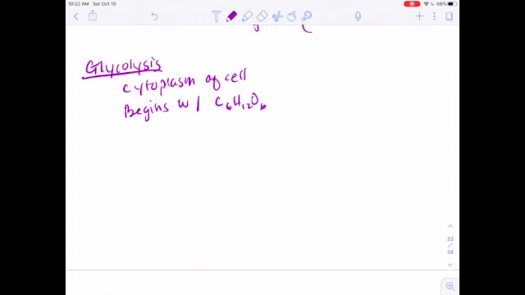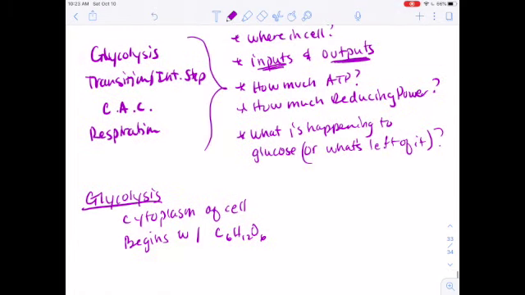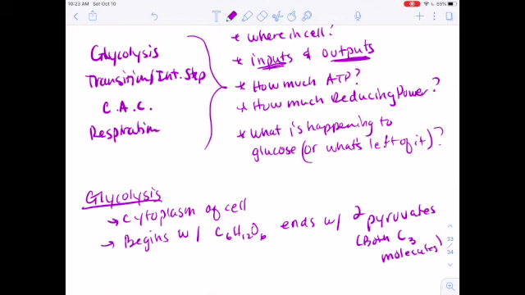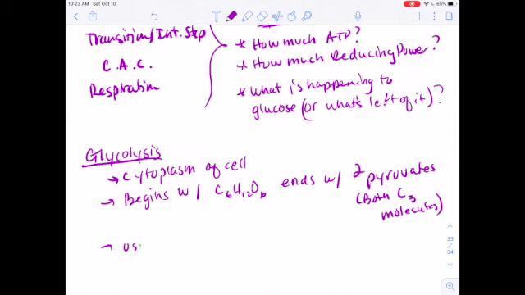Okay, so inputs. Where's this happening in the cell? Glycolysis happens in the cytoplasm of the cell. Inputs and outputs: it begins with 1 molecule of glucose, and ends with 2 pyruvates, which are both 3-carbon molecules. How much ATP did we get? It used 2 ATP, made 4 ATP, for a net gain of 2 ATP.